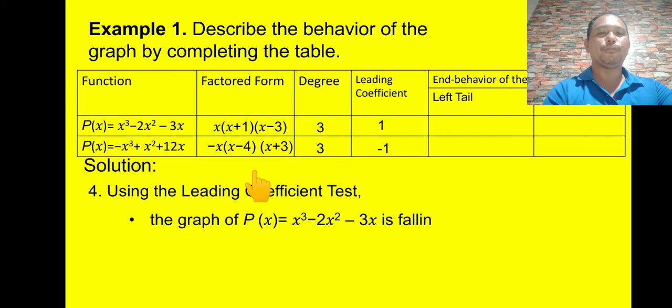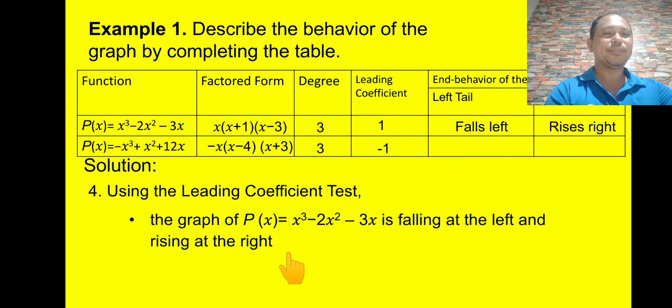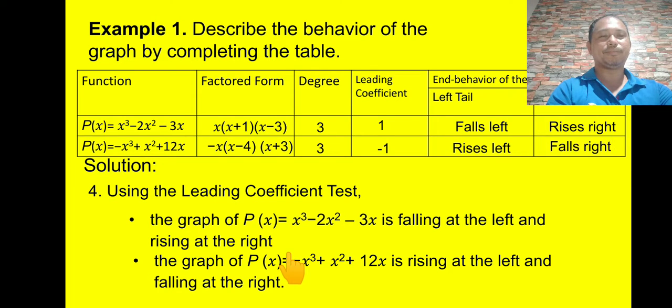So the graph. Here, falling at the left and rising at the right. So here is the answer, left, right. Number 2, the graph is rising at the left and falling at the right. Okay, so I think it is clear.